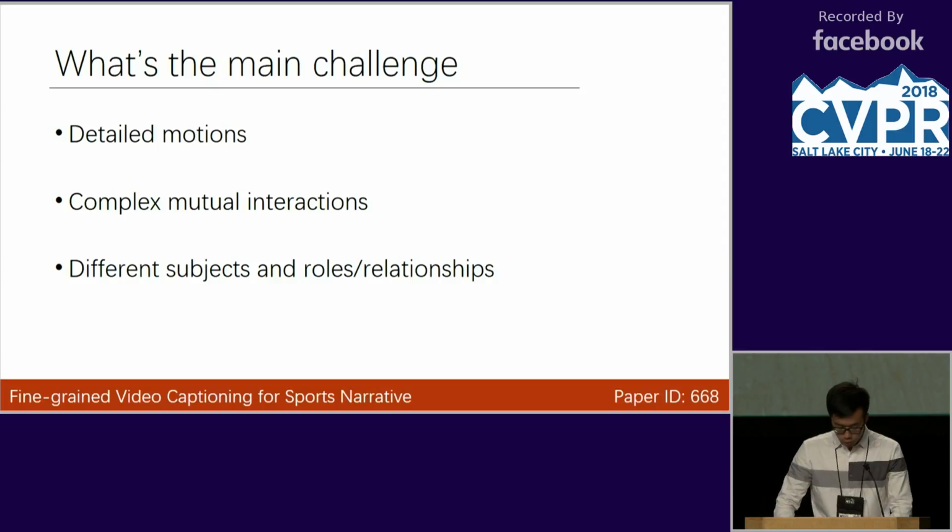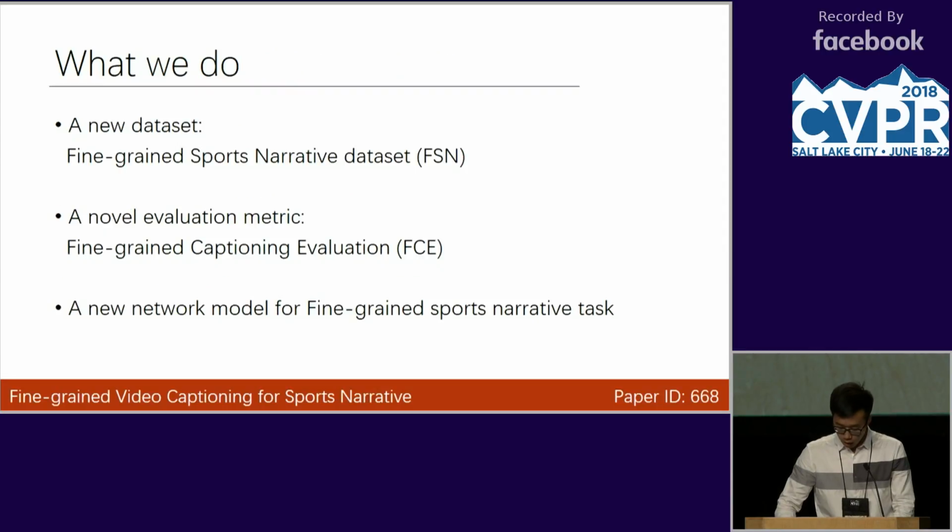And the main contributions of our work follow. First, we collect a new dataset named FSN dataset, and we will talk about it later. Second, we propose a novel metric. It is more proper for this fine-grained video captioning task since it pays more attention to the accuracy of the key motion and the description order. Third, we introduce a new network to solve this fine-grained narrative task.